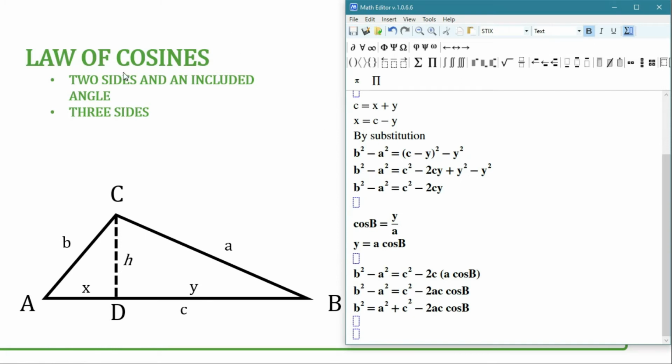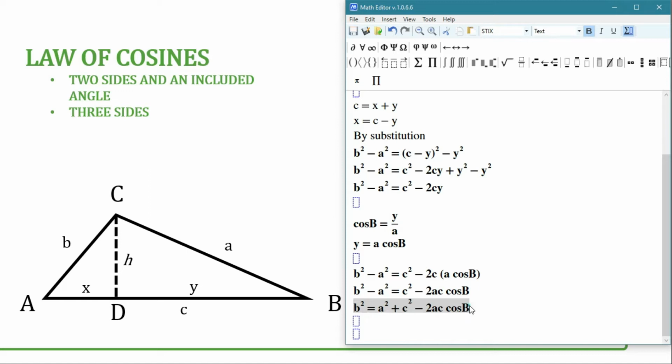Wherein, sa law of cosines, ina-apply lang natin siya when we are given two sides and an included angle. So, kung mapapansin ninyo, ito yung dalawang side at ito yung included angle. So, given siya. And then, it can also be applied if the given are the three sides of the oblique triangle. So this is just one case, or a part of the law of cosines. This is just the way we solve for B.